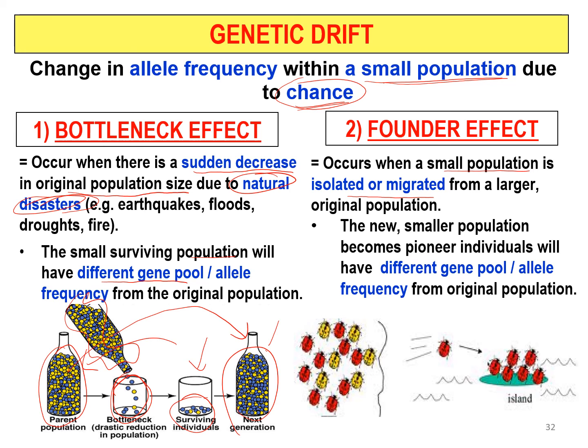Yang 100 ekor ni, dia tidak mewakili populasi asal dia tadi. Dan gene pool dia, allele yang keluar daripada populasi itu, dah tak sama dengan gene pool yang asal. Okay, so it will have a different gene pool and allele frequency from the original population. So the smaller population becomes pioneer individuals in a new area. Sebab tu nama dia founder effect. Jadi dia berhijrah, sebahagian kecil, populasi yang kecil berhijrah ke kawasan yang baru.